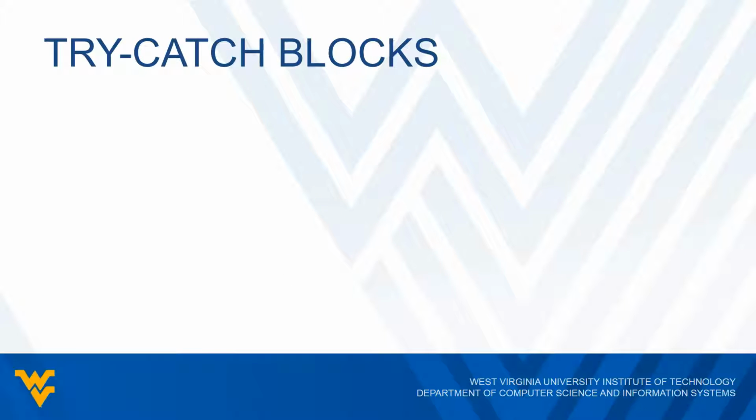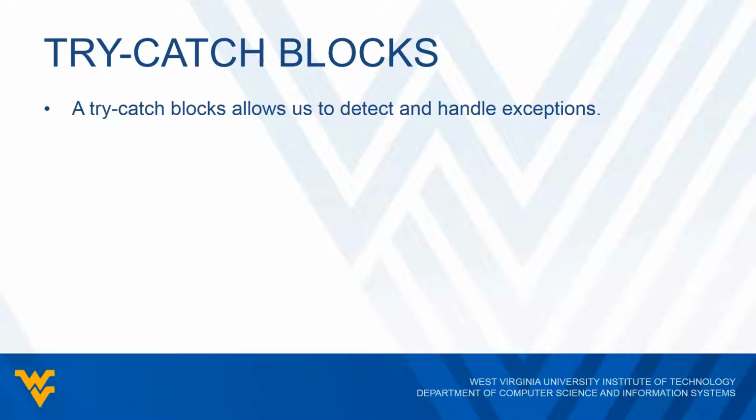In Visual Basic, we have what are called TryCatch blocks. And these simply allow us to detect and handle exceptions. So if we have a piece of code where a possible exception could occur, we can include a TryCatch block to catch the actual exception and then handle it. So let me give you the format of a TryCatch block.